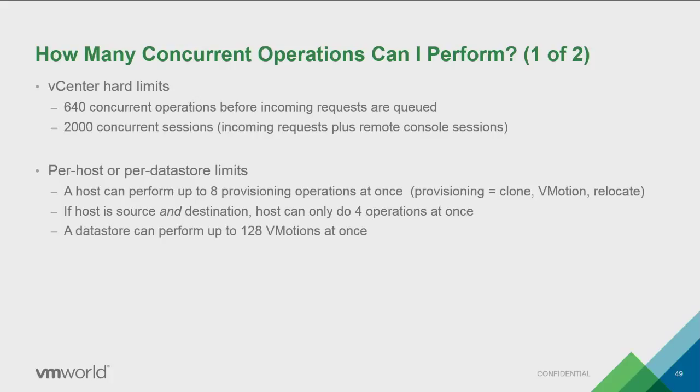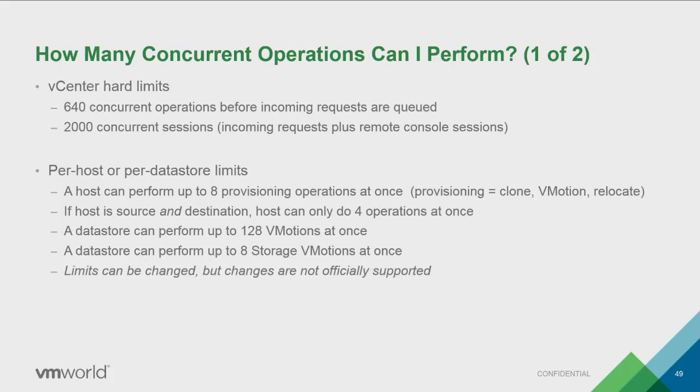By the way, the first point is why when you do a bunch of operations against vCenter, you might see only 8 at a time, because maybe it's going to the same host. So a data store can do 128 vMotions. A data store can do up to 8 storage vMotions at a time. So if you've ever tried to do storage vMotions, you want to evacuate, that might be what's limiting you there.